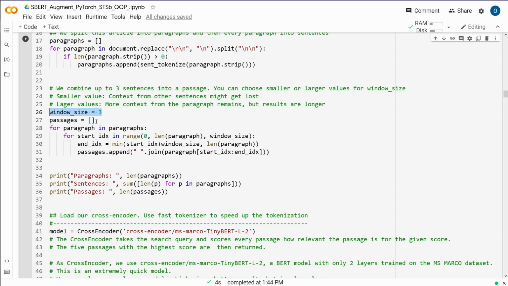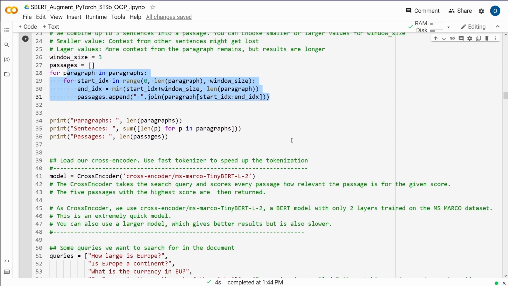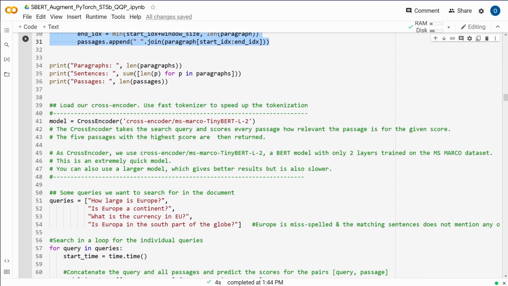So, yes, the window size, we do the partitioning if you want, and we have the paragraphs, the sentences, and the passages. Great. Now we have structured our input text in segments. Now, again, let's load our cross-encoder.